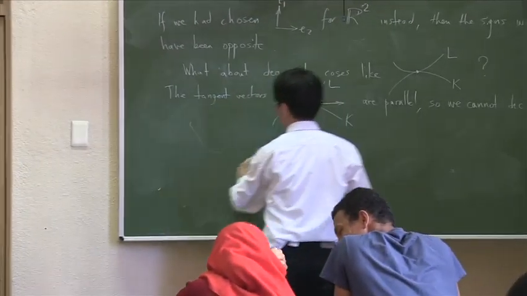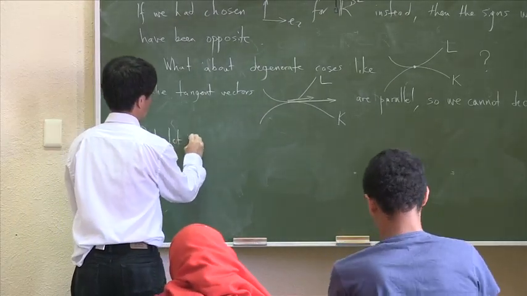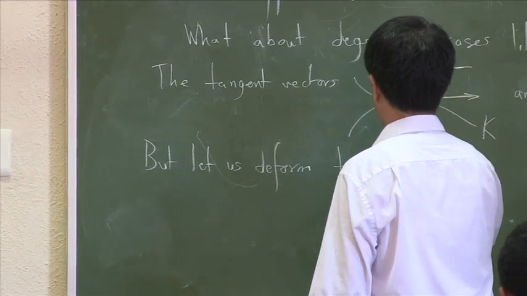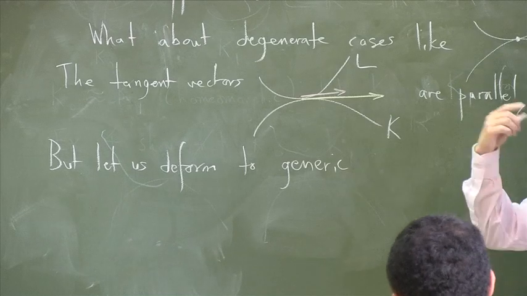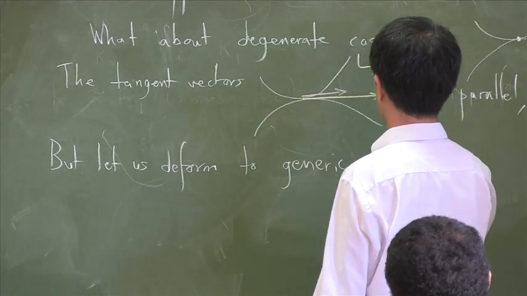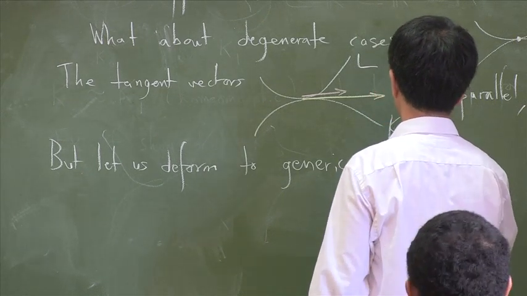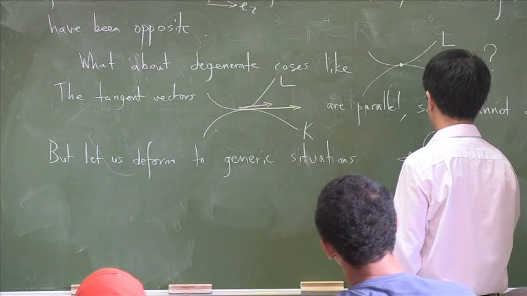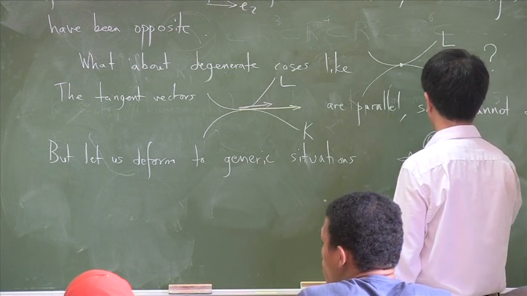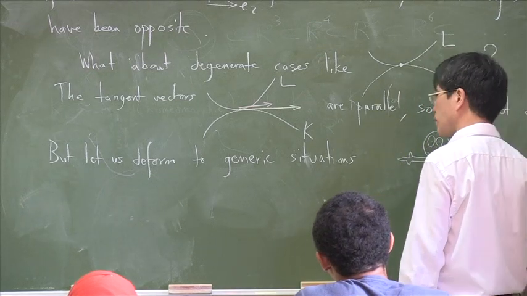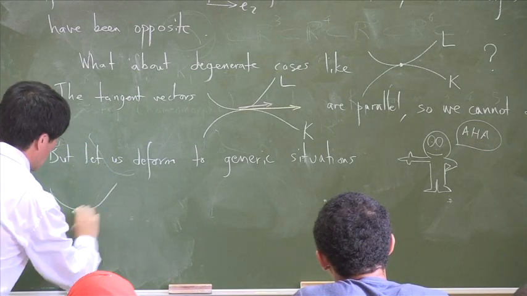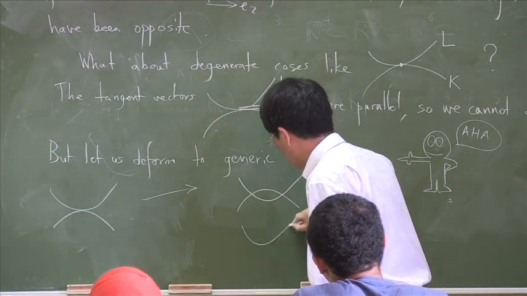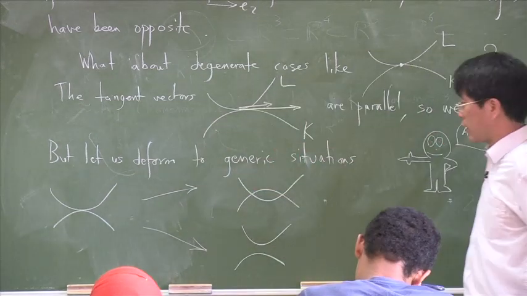So let us deform the degenerate case to generic. Generic means something that you can draw on a moving train. Very important. And what you get is as follows. This becomes either this or this, if you shake a little bit.